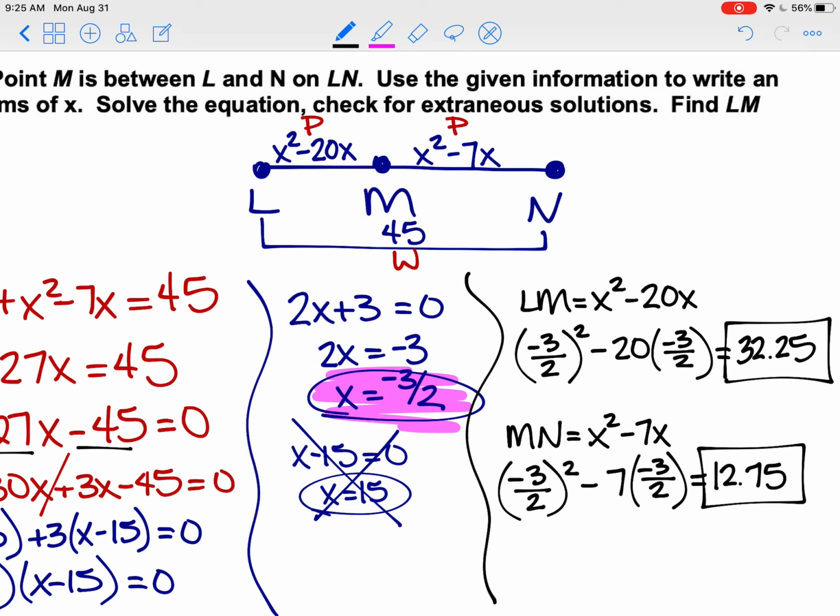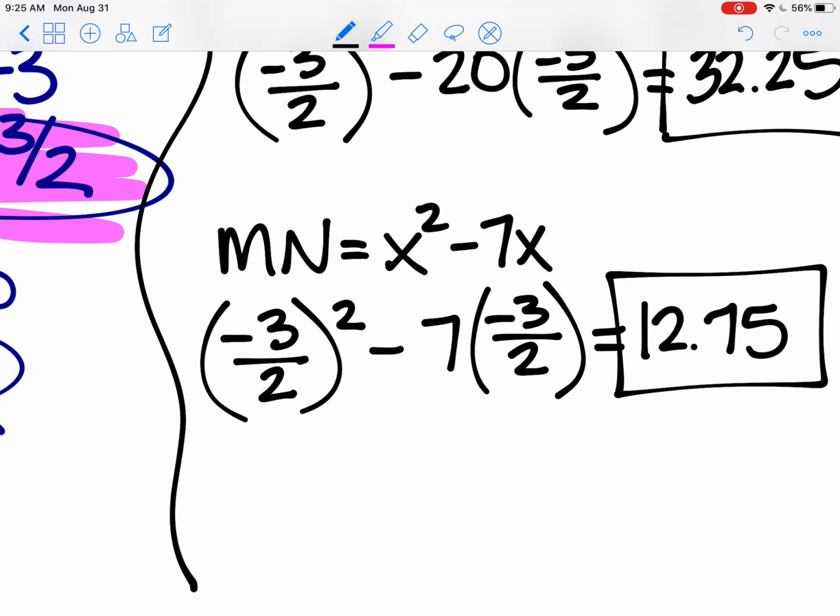Now, we've got some different numbers you're not used to, and again, decimals are not bad. You can always have a decimal. You just can't have a negative distance value at the end. You can have an x being negative, but not your final answer. So let's go through here and check.